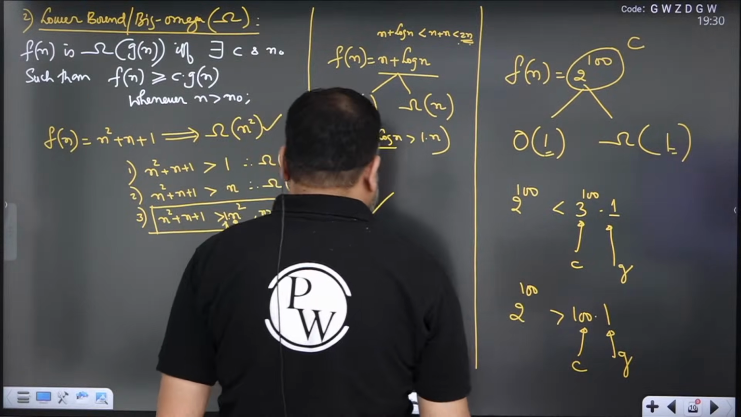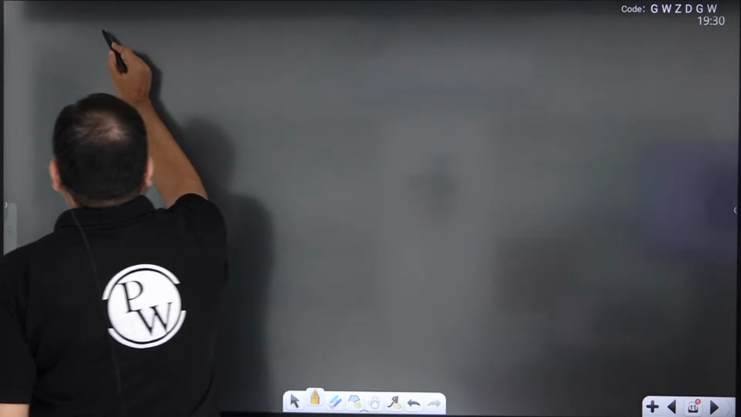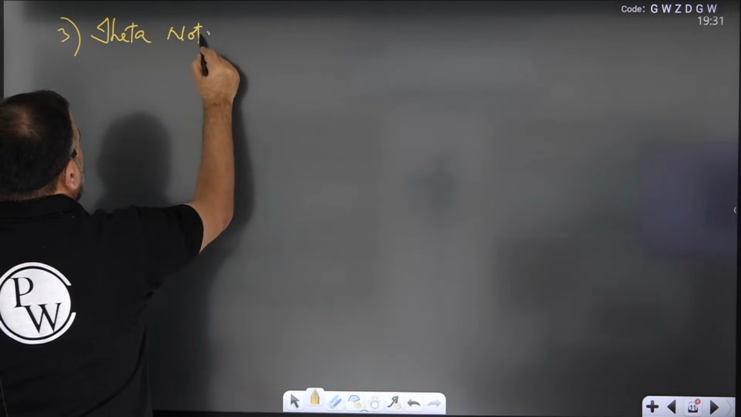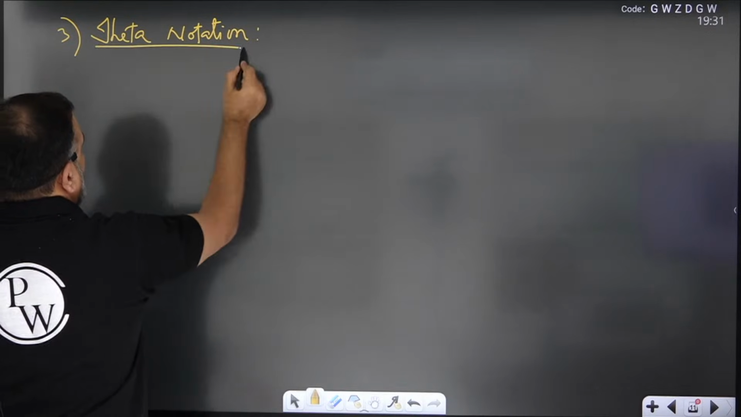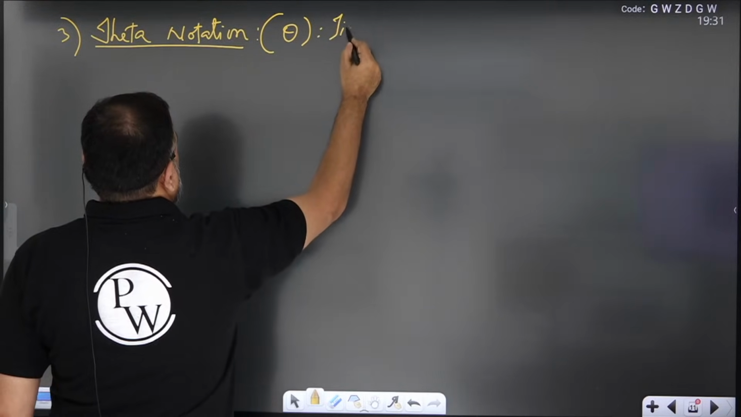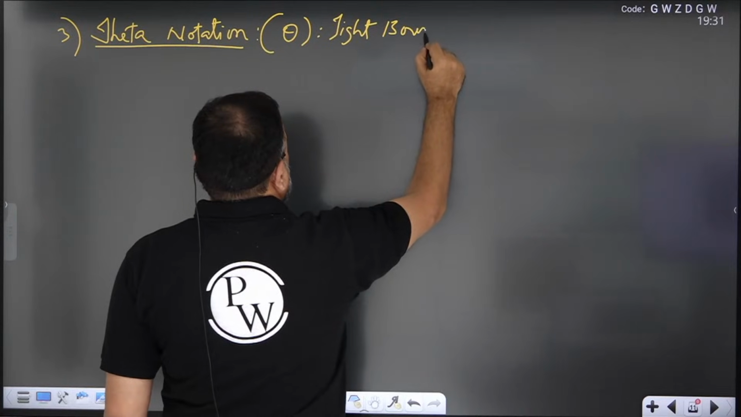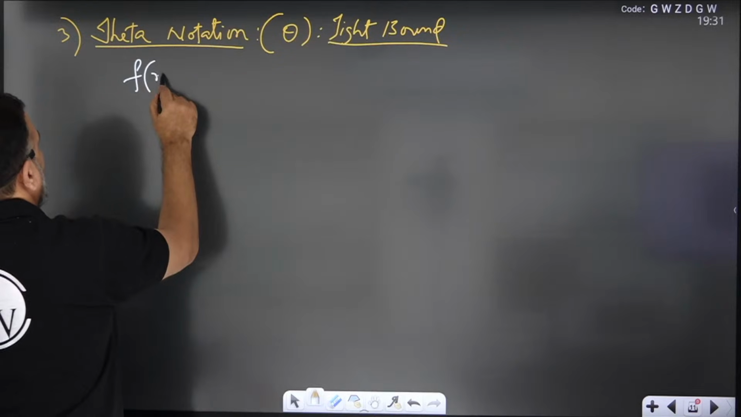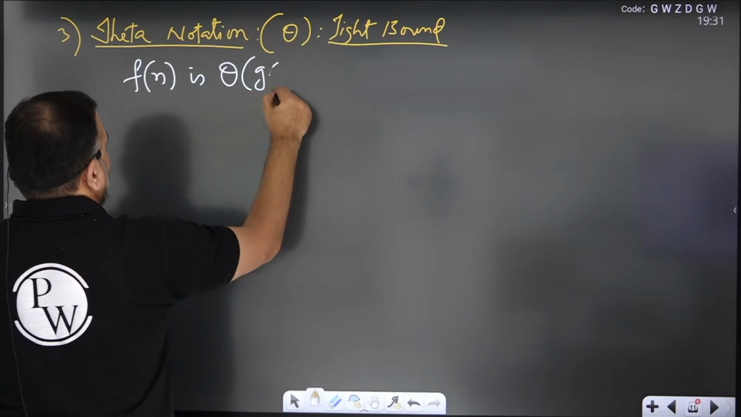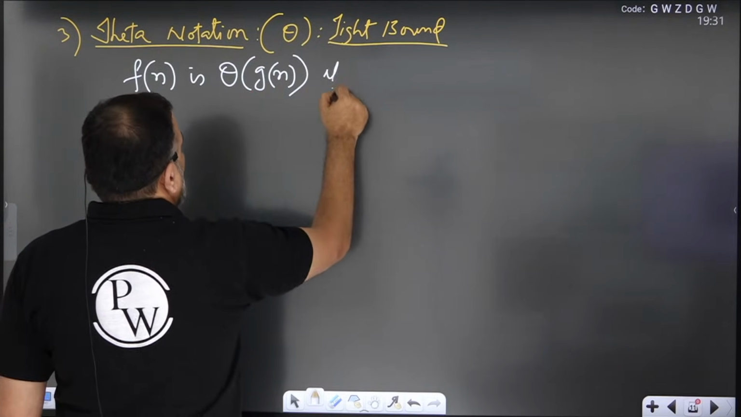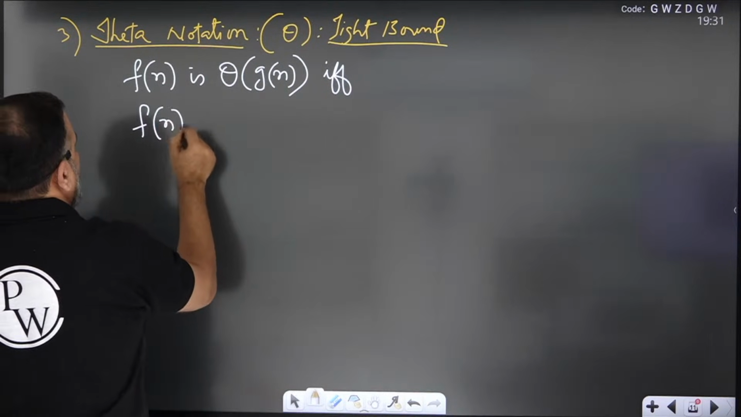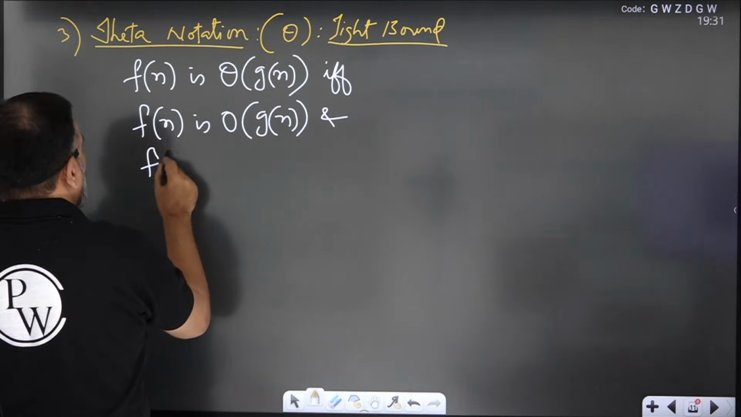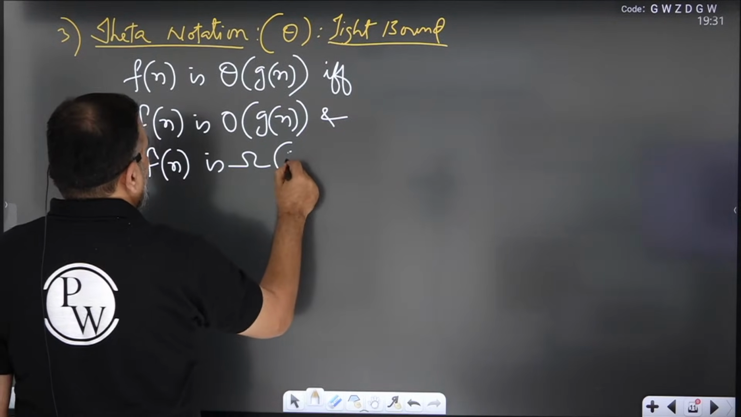ठीक है. अब थर्ड नोटेशन पे आ जाएंगे. थीटा नोटेशन. Theta notation. Side bound. When do I say theta f of n is theta of g of n? N is the input. If and only if, when do I say f of n is order of g of n? And f of n is omega of g of n.